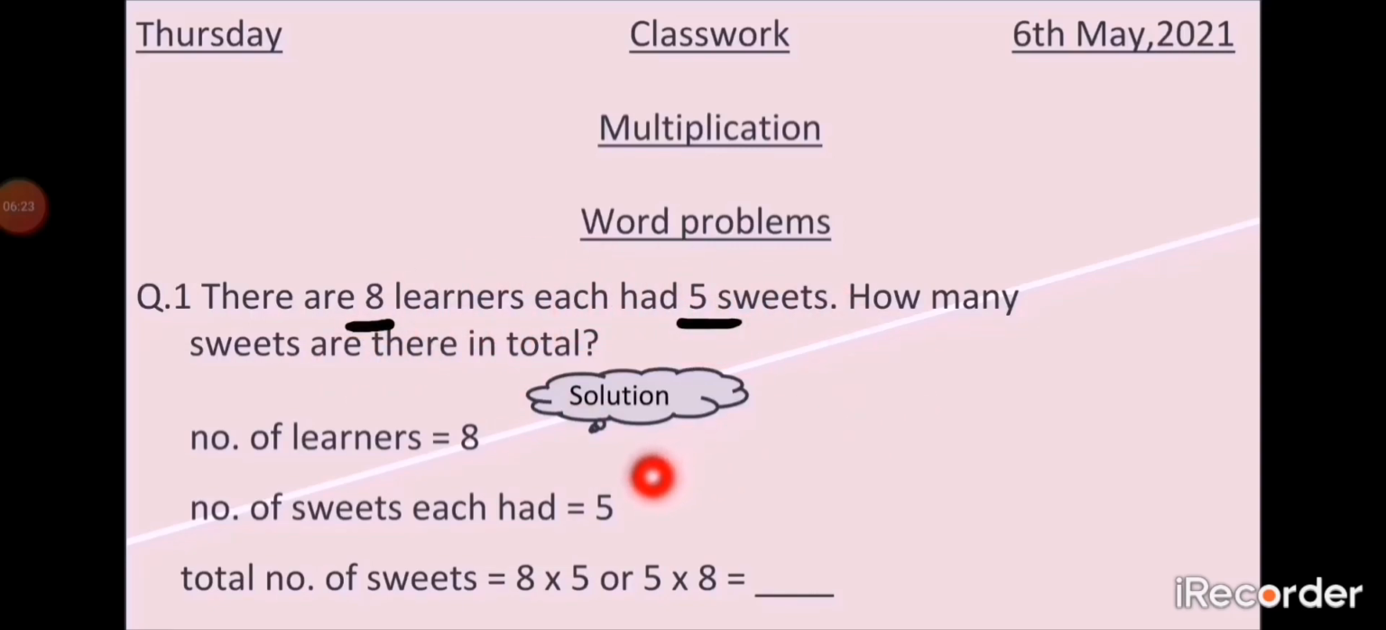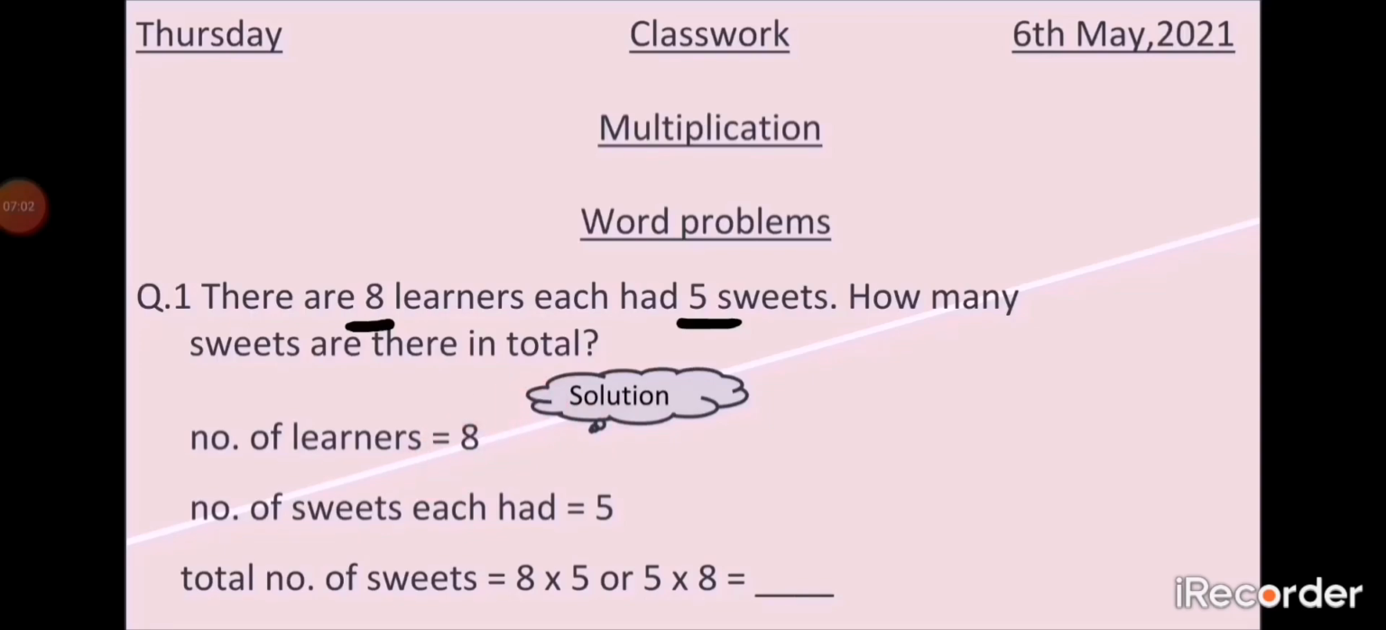Now we will write our third statement in the end, and we will take this statement from the last line of the question. What are we going to find out? How many sweets are there in total. So we have to find out the total number of sweets the 8 learners have. So the third statement will be: total number of sweets is equal to, now we write our multiplication sentence here, 8 multiplied by 5 or 5 multiplied by 8. We can write in both ways. Both ways are right. You can read the 8 times table till 5 times, or you can read the 5 times table till 8 times.